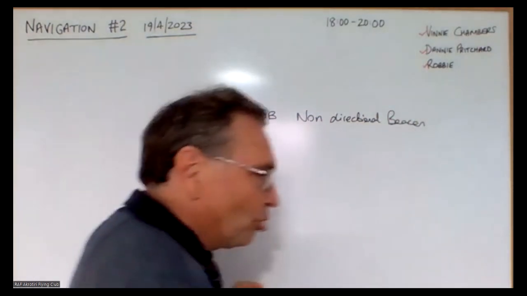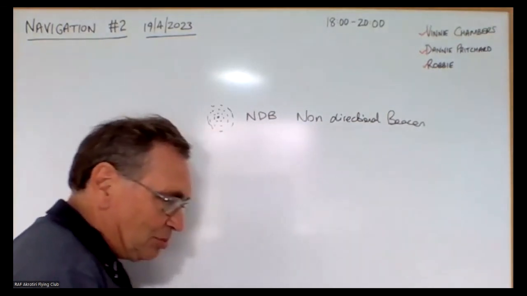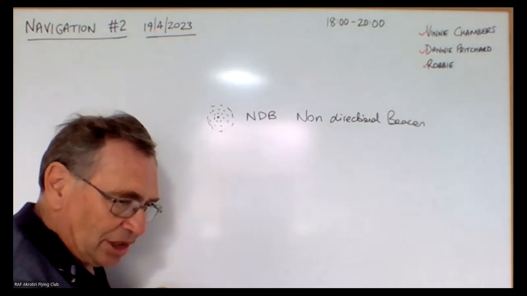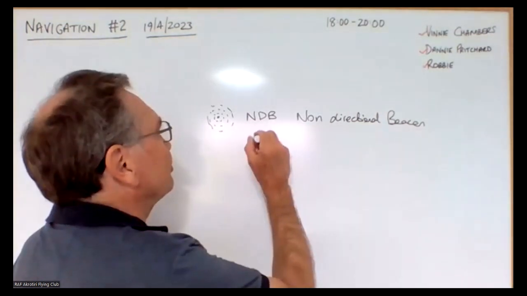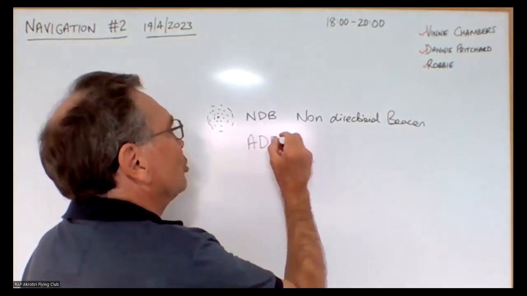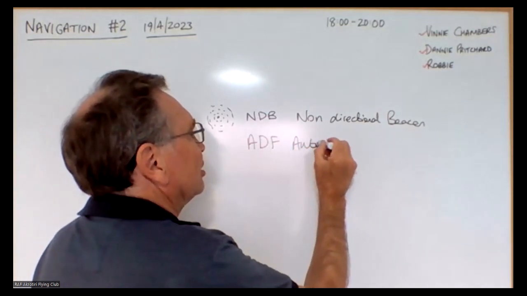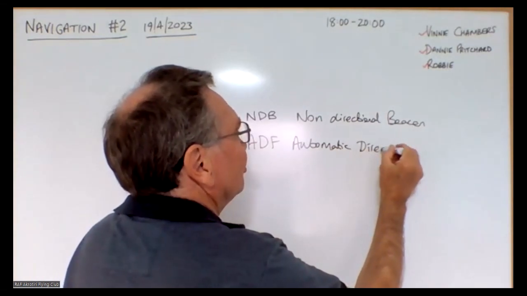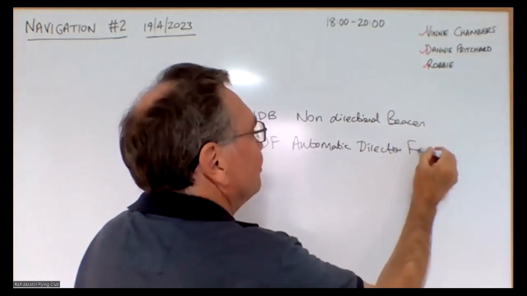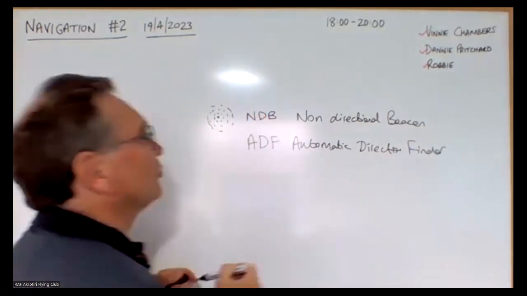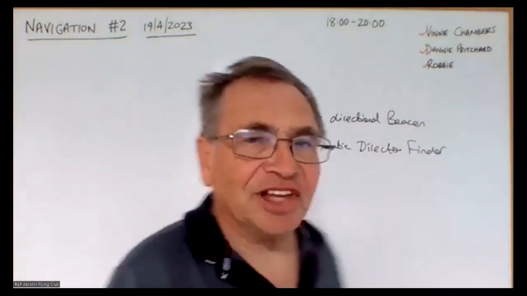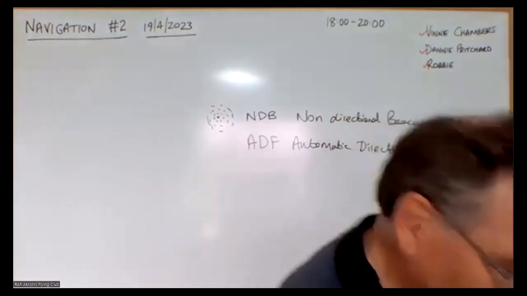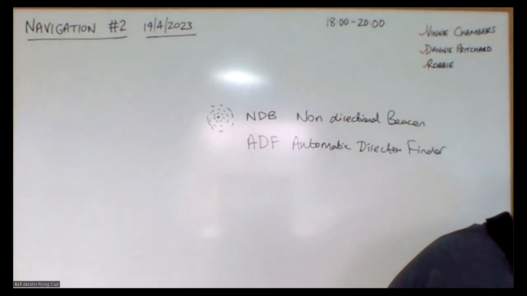And in the cockpit, we have an instrument called an ADF, which is an automatic direction finder. And what the ADF does is it's a needle, and it just simply points to the beacon.